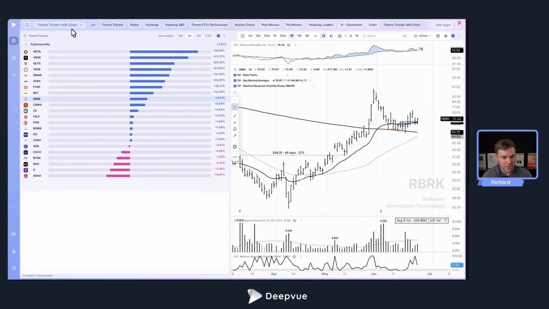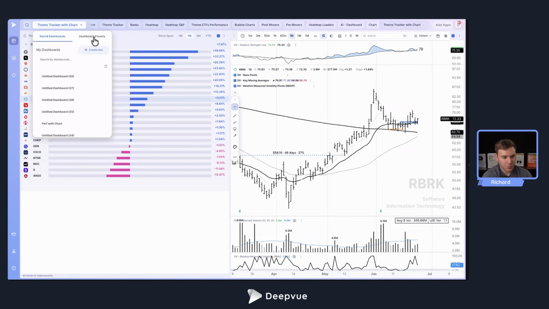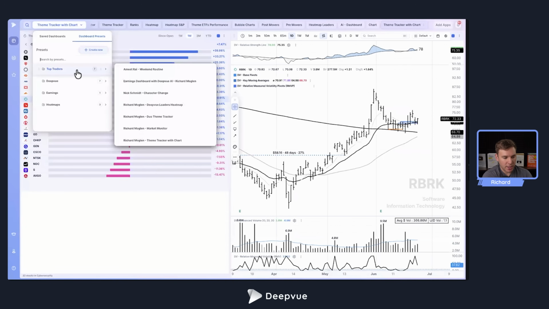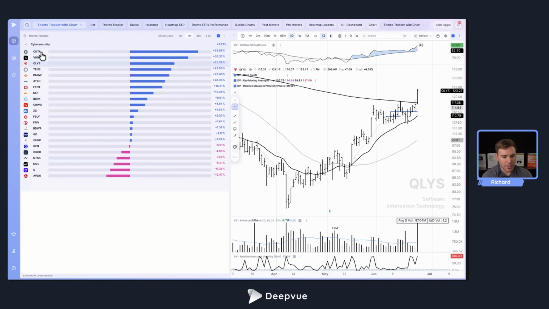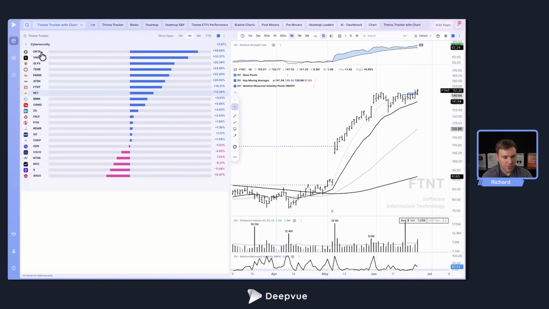And by the way, if you're using DeepView, this is a preset. Go down to this drop down menu, go to dashboard presets, top traders, and then this is called theme tracker with chart. So this exact setup you can use and load in about 5 seconds. So again, this acts as a watch list. So you can literally use this and spacebar through.